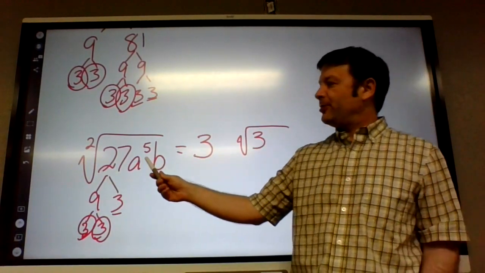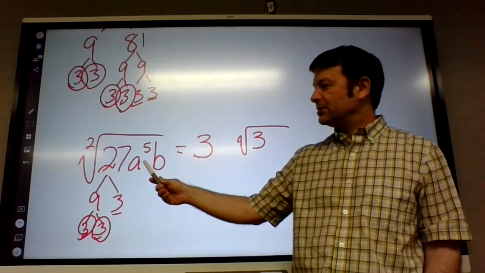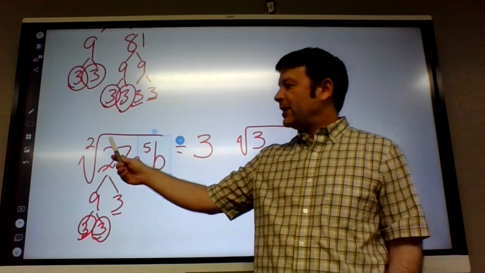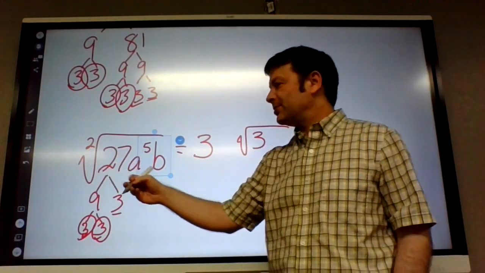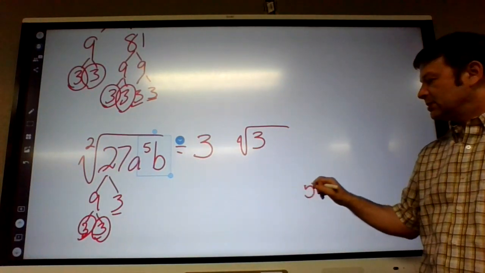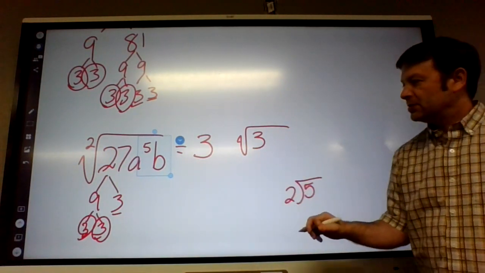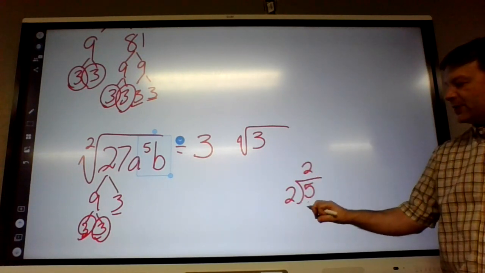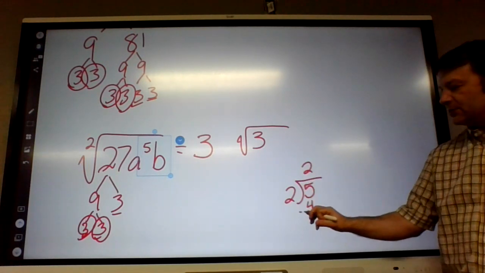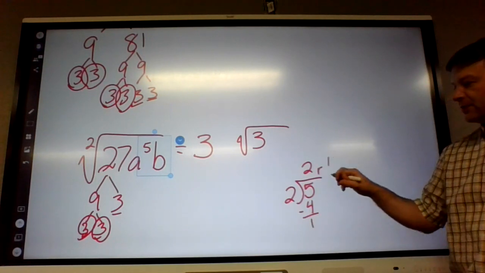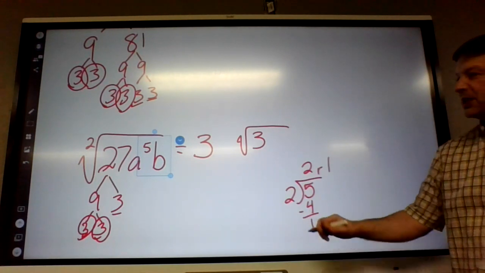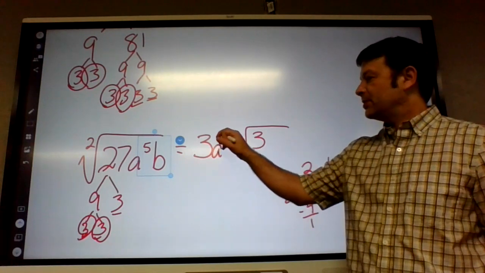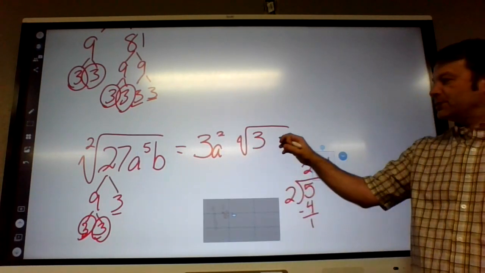All right, do you guys remember how we did the letters? 5 divided by 2. So 2 goes into 5 twice, with the remainder of 1. So that means 2 A's will come out, and 1 is left behind.